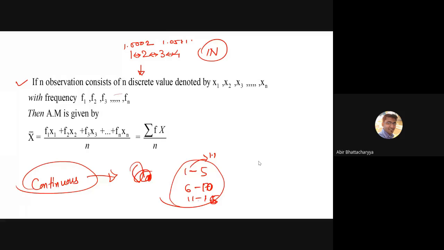But in this case, we are only considering discrete values x1, x2, x3 up to xn, with the frequencies f1, f2, f3 up to fn. Now, can anyone tell me what is the meaning of frequency? Please write down on the chat box what is the meaning of frequency. If you know, otherwise write down don't know.